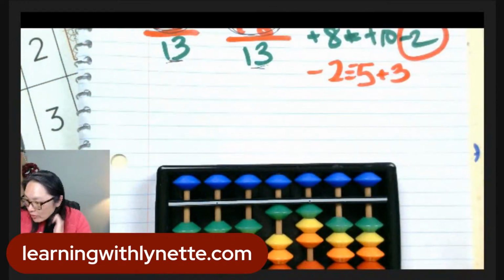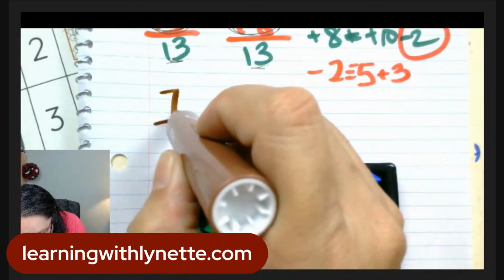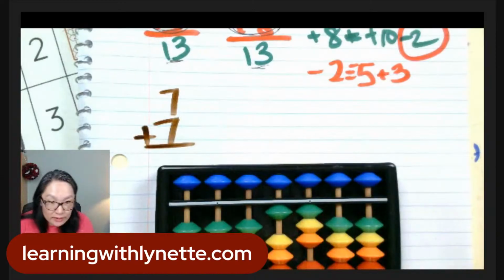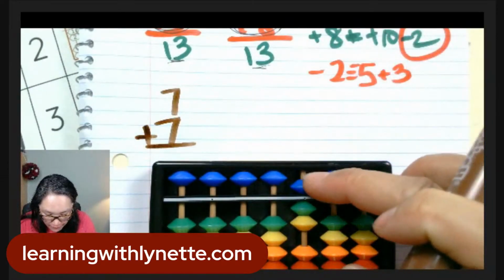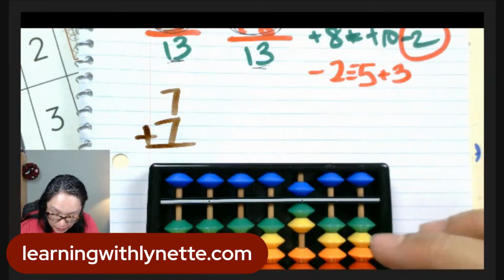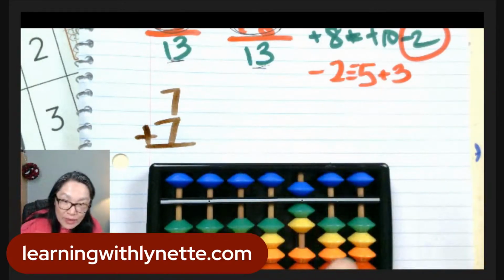Again, we don't memorize doubles, right? So I'm going to show you a double. 7 plus 7. We know how to add a 7. That's how we do 7, right? 5, 6, 7. Now what we do is we're going to add another 7. Can we add another 7?